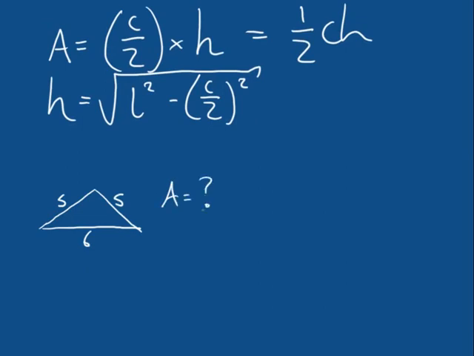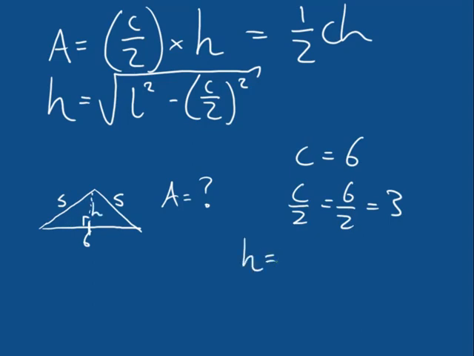So we know that our base has a length of 6. So if we know that the base has a length of 6, that means that c is equal to 6. That means that c over 2 is equal to 6 over 2 is equal to 3. So we've got the length of c over 2, which we know is the length of half of our base, and we know now that we've got the length of L as well. L equals 5, so we just need to calculate h.